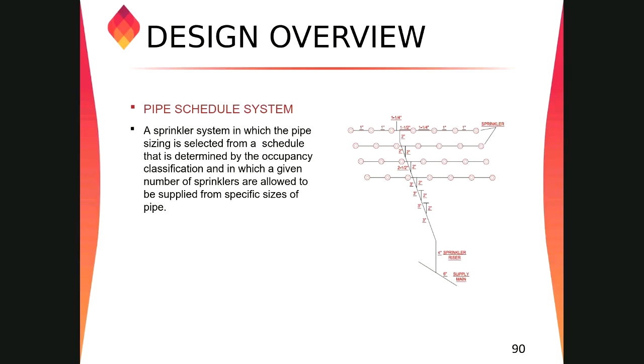Now we came to designing of the sprinkler system. We have two ways of calculating the pipe size. One is the pipe schedule system, and the other is the hydraulic calculation. The most advanced one is the hydraulic calculation, and we have to go with that one. But still, we can use the pipe schedule system for projects where the size of the project is small. Mostly it is applicable for old buildings or buildings undergoing maintenance where they want to extend the building. In that case, you can use the pipe schedule system.